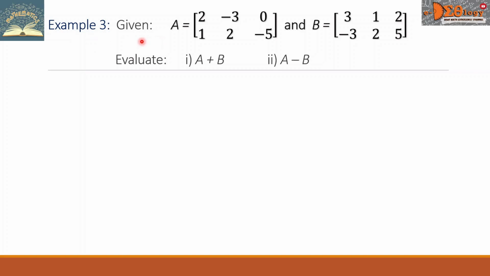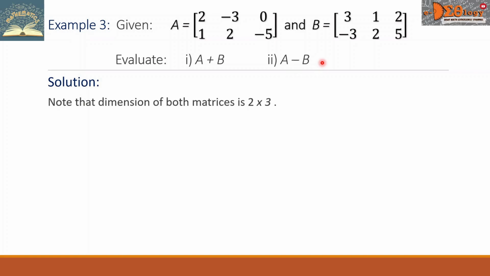Example 3. Given matrix A equals 2, negative 3, 0, 1, 2, negative 5, and matrix B with elements 3, 1, 2, negative 3, 2, 5. Evaluate. The first one is A plus B. The second is A minus B. Note that the dimension of both matrices is 2 by 3.